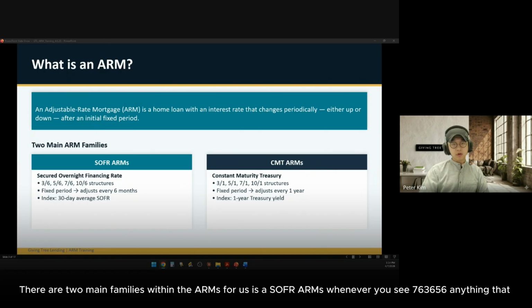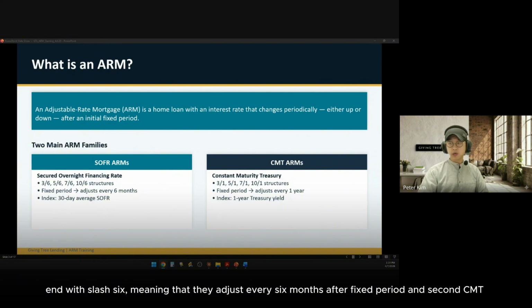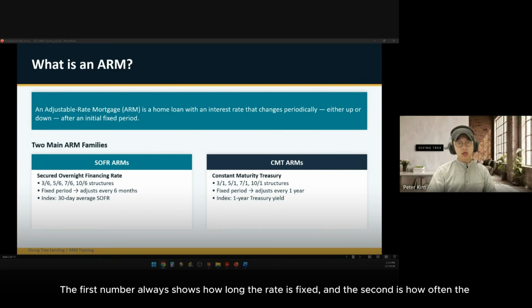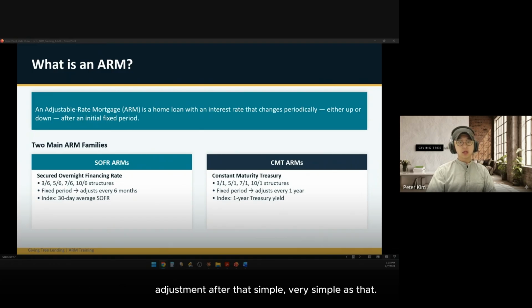There are two main families within the ARMs. First is the SOFR ARMs. Whenever you see 7/6, 3/6, 5/6, anything that ends with /6, it means they adjust every 6 months after the fixed period ends. Second, CMT ARMs: anything that ends with 1, which adjusts annually, is using the base rate of CMT. The first number always shows how long the rate is fixed, and the second is how often it adjusts after that. It's as simple as that.